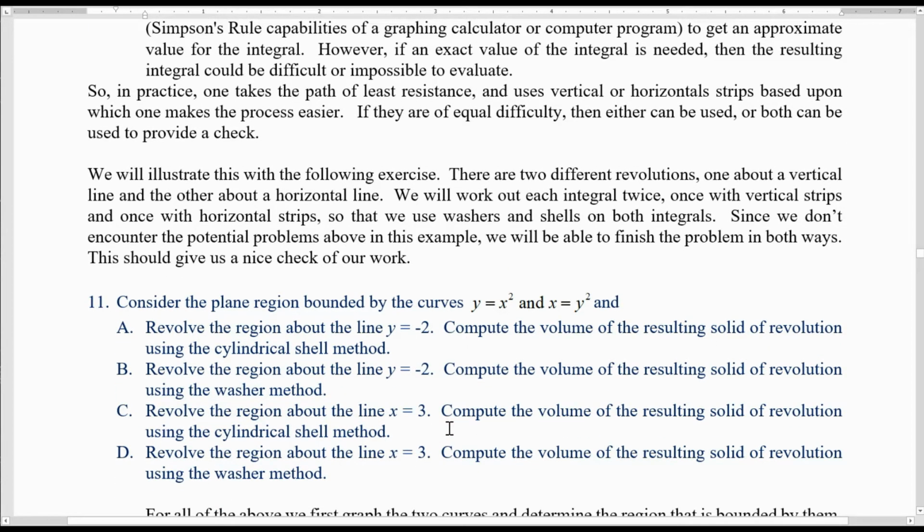Okay, there are two different revolutions, one about a vertical line and the other about a horizontal line. It's the same region. We'll work out each integral twice, once with vertical strips and once with horizontal strips, so that we'll use the washers and shells on both volumes. Okay, it'll actually be 4 integrals, but only 2 volumes we're calculating, and two shapes we're looking at. Since we don't encounter the potential problems that we listed above in this example, we will be able to finish the problem in both ways, and this will give us a nice check of our work.